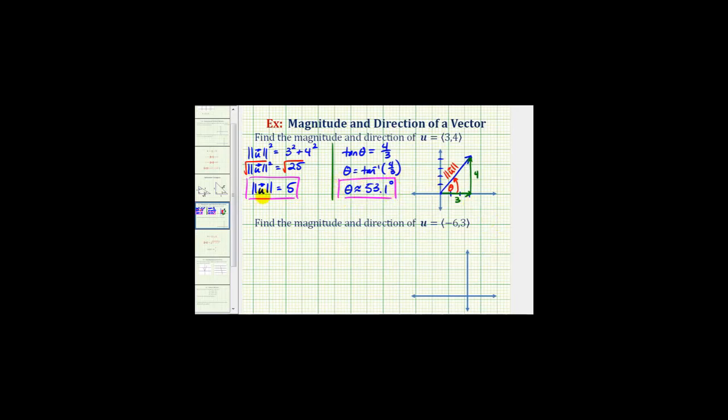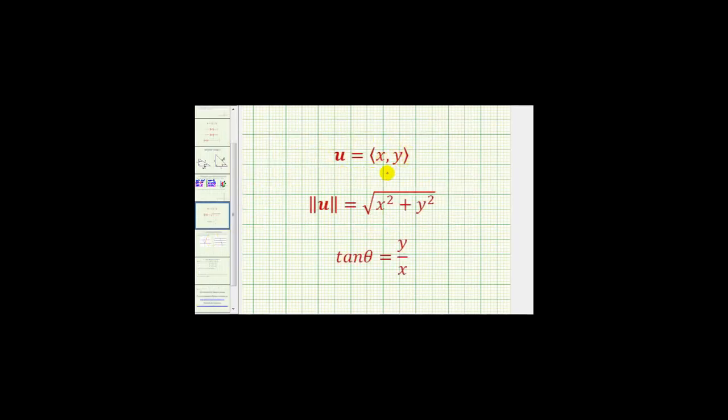Now for our second example, we'll use the formulas seen in most textbooks. If we're given a vector u in component form, the magnitude of u is equal to the square root of x squared plus y squared. This is just the Pythagorean theorem. And tangent theta is equal to y divided by x. Again, we used both of these formulas in the first example. We just developed them ourselves using the right triangle.